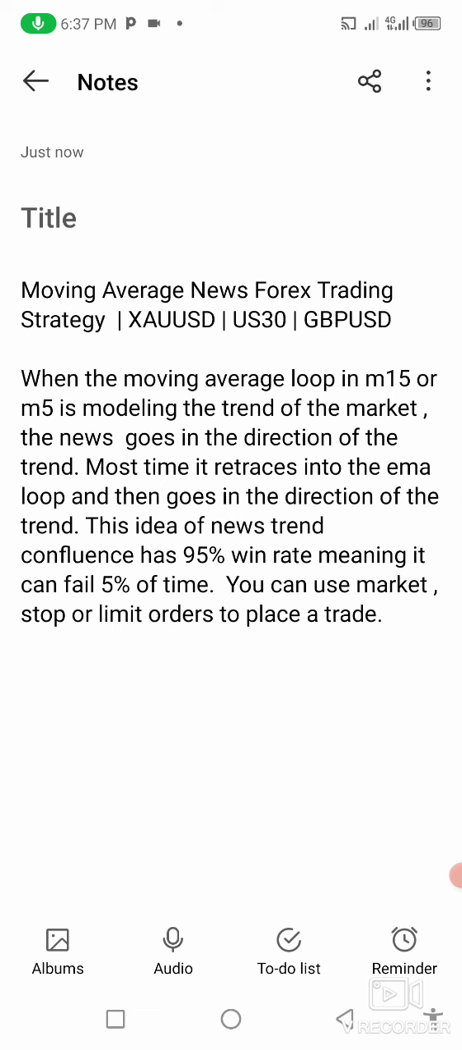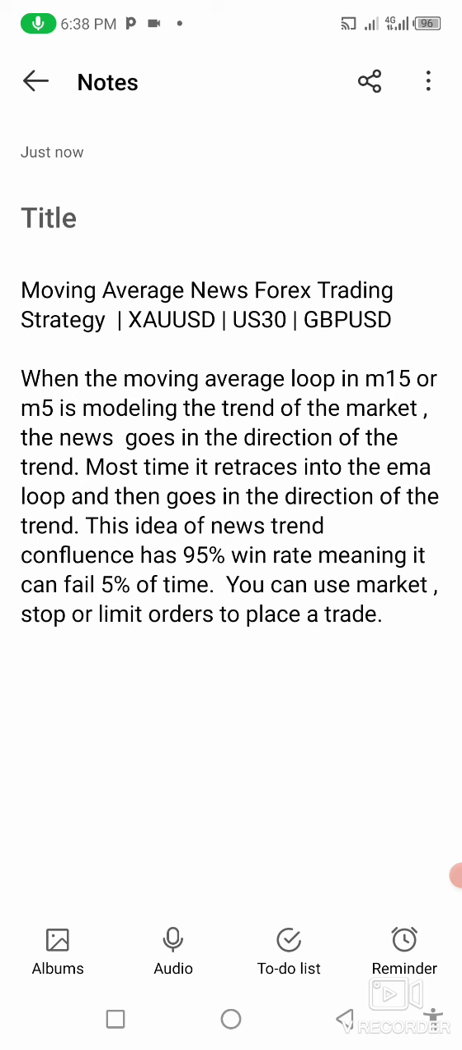In the forex synthetic market, today I'm going to show you something that you haven't come across, and this thing has made a lot of people lose a lot of money. And today I'm treating this. The topic is moving average news forex trading strategy, XAUUSD, US30, GBPUSD.